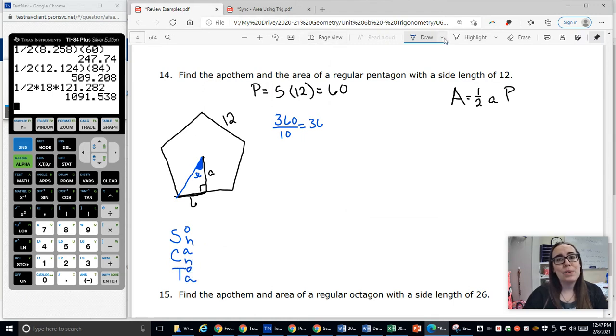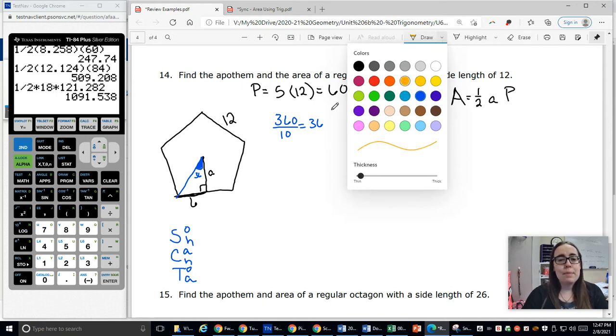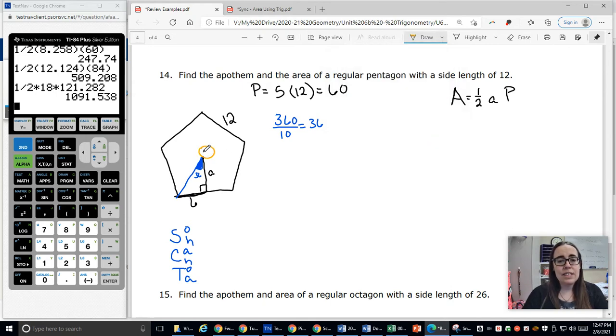Okay, the first thing I need to do is label that triangle. So to label that triangle, I'm at the 36-degree angle, which means I have my hypotenuse and my adjacent side that come out. Across from the 90 is my hypotenuse. And the other side is the adjacent, which is convenient that apothem and adjacent both start with A. And then over here I have my opposite side. So I can see I'm trying to find the adjacent side, and I know my opposite side is 6. So I'm going to be working with the tangent to find that apothem.